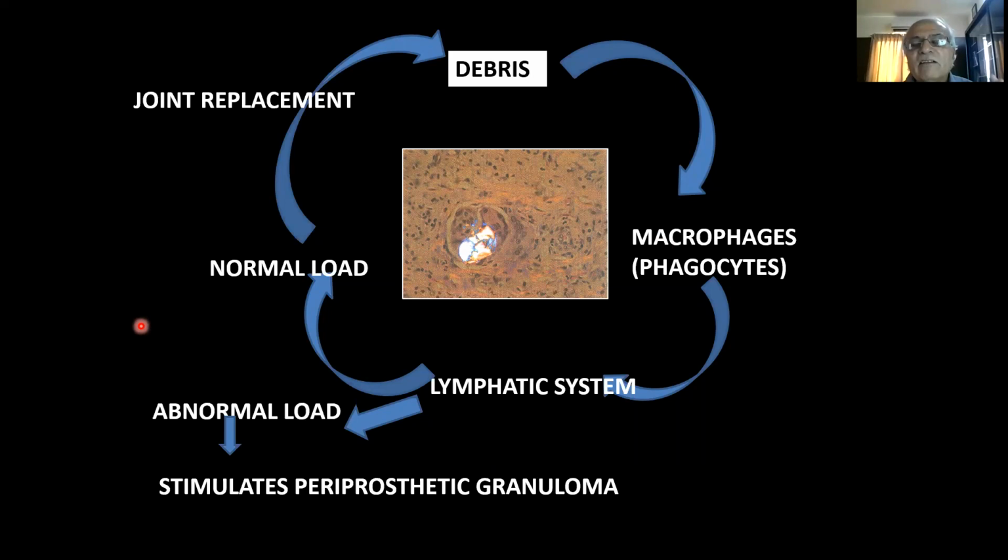generating a large number of particles, then the abnormal load stimulates the periprosthetic granuloma. Every patient does not get it; those with low wear and low demand, which I am going to show you, will not produce the periprosthetic granuloma. But younger patients, with high activity rate and genetic predisposition, can produce an abnormal load, leading to this.